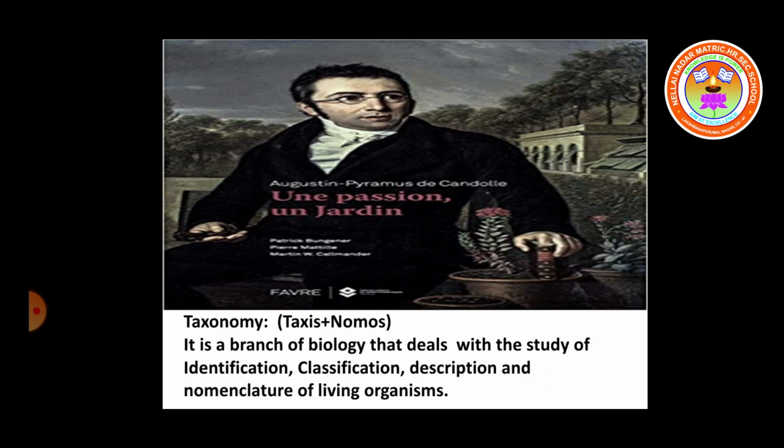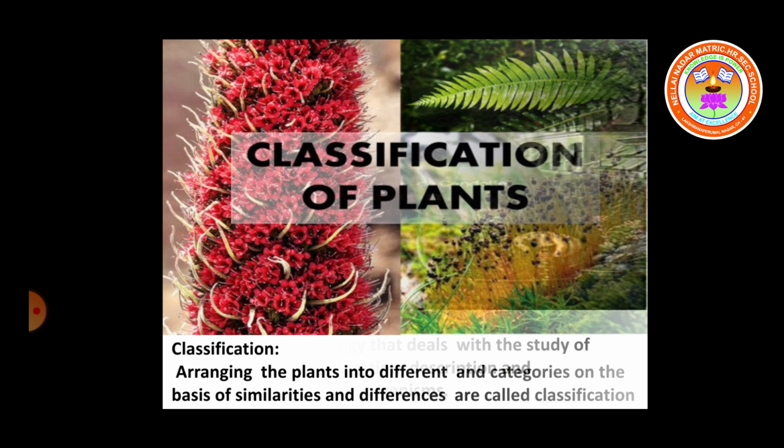The word taxonomy is derived from two Greek words such as taxis and nomos. Taxis means arrangement and nomos means laws. The word taxonomy was first coined by Augustine Pyramus de Candolle. I repeat, taxonomy is a branch of biology that deals with the study of identification, classification, description, and nomenclature of living organisms.